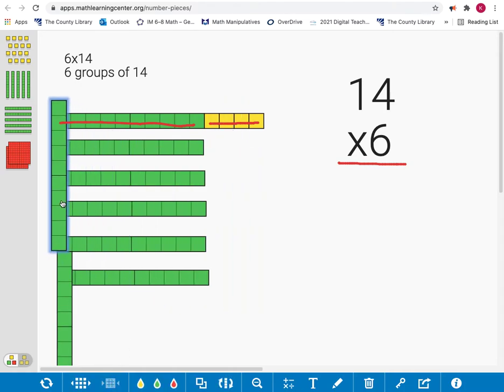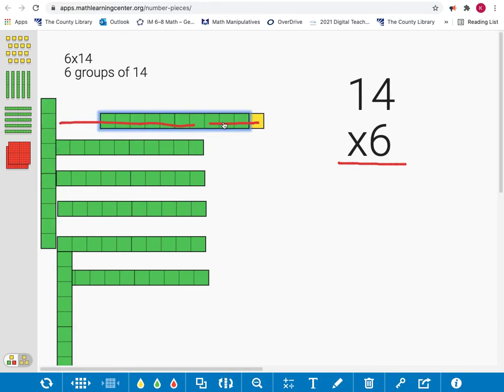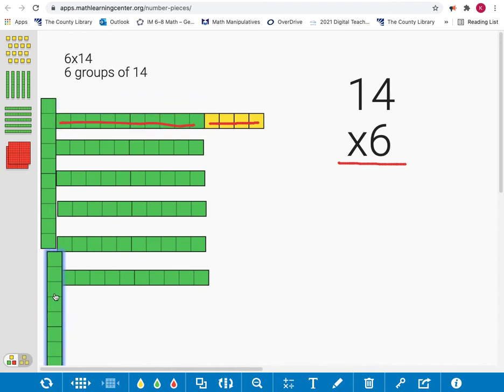Oops, that other one was still highlighted. So I'm going to move this over a little bit. No, I'm not. I'm going to leave it there. So I have just bundled up 2 tens, and you'll notice I have 4 ones behind.